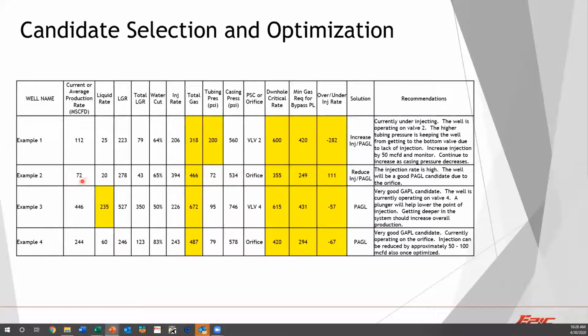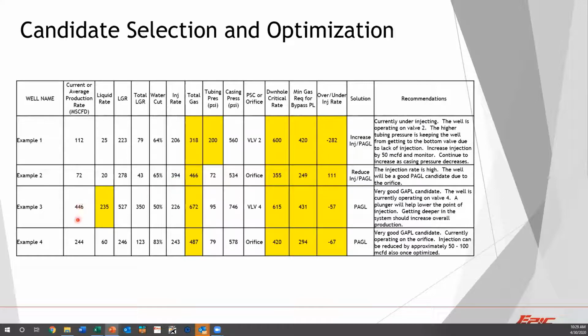Example number 2, I've got a much lower formation gas rate. Here's my injection rate, my total gas rate. In this case, I'm on my orifice. My downhole critical rate is 355. So I'm actually over-injecting by 111 MCF of gas, so I'm not very well optimized. But my bypass plunger only requires a total of 249. So I can greatly reduce the amount of injection. And in this case, depending upon how much more gas I get, I might even be able to turn my compressor off. So it'll be very close.